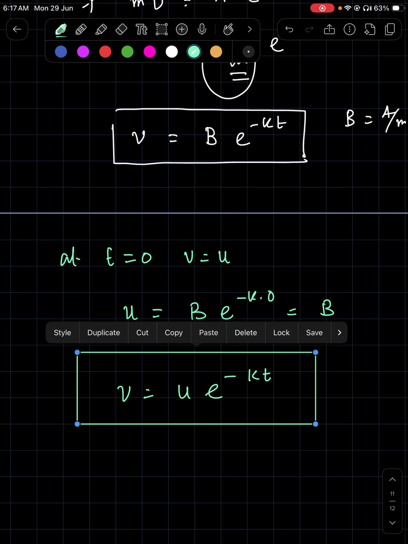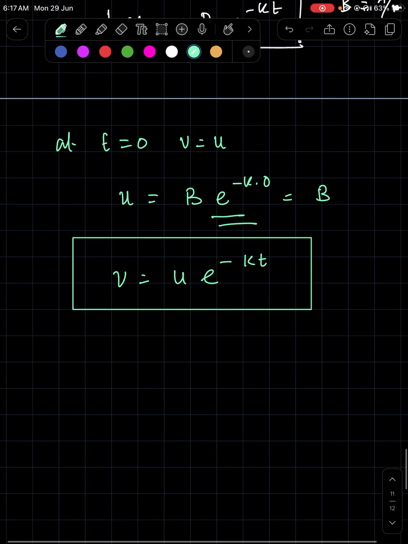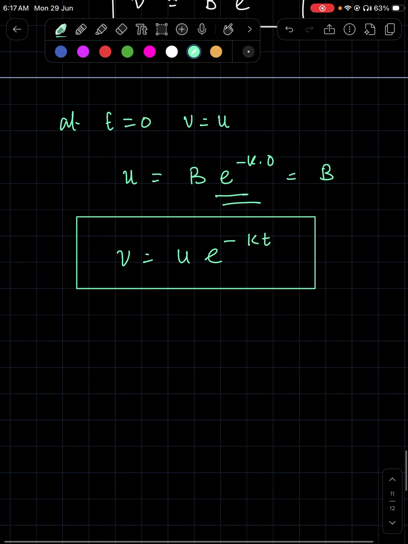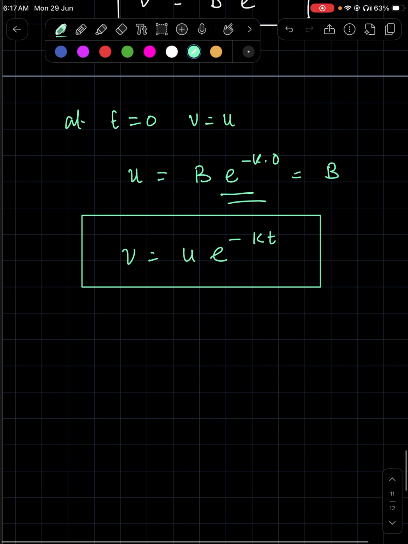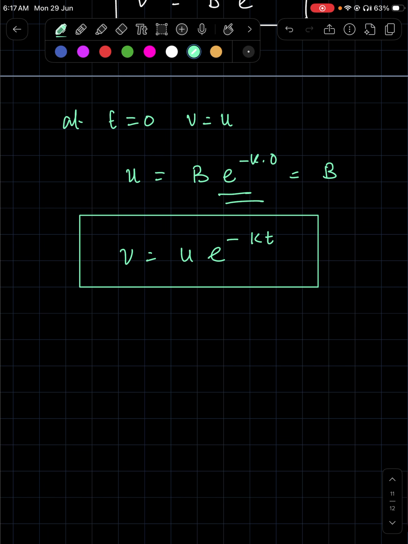Yeah, so that is the solution. So it is decreasing velocity. Again, we have found a decreasing velocity. So let us find the distance. I'm writing v as dx by dt in its place. So dx by dt is u into e to the power minus kt.